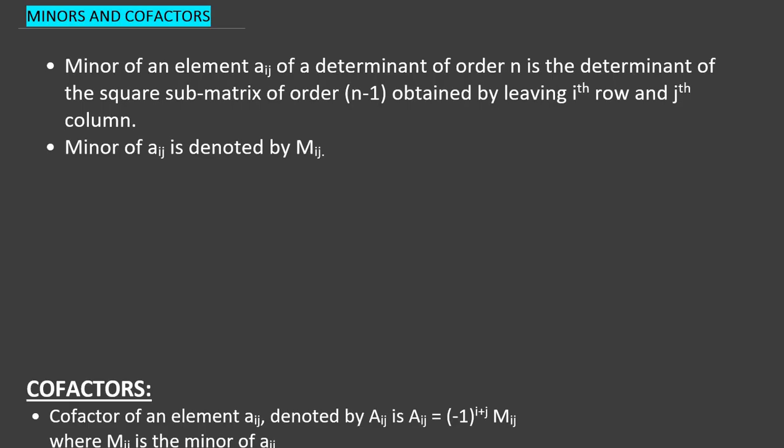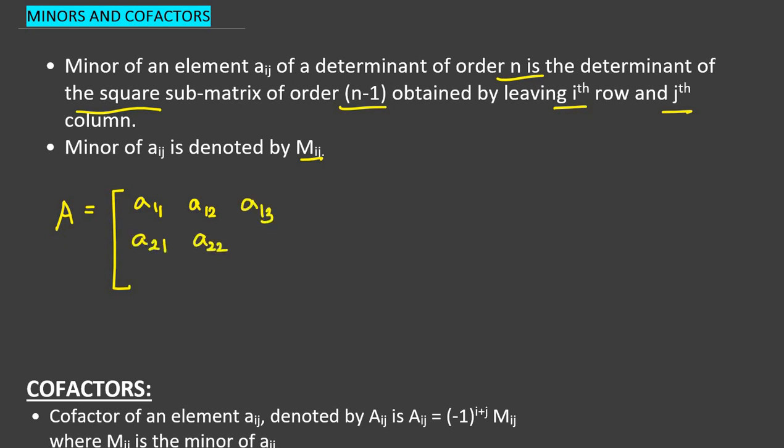What is a minor? A minor of an element Aij of a determinant of order n is the determinant of the square submatrix of order n minus 1 obtained by leaving out the ith row and the jth column. The minor of Aij is denoted by Mij. For example, we take a matrix A of order 3 by 3: A11, A12, A13, A21, A22 and A23, and A31, A32 and A33. I want the minor of the element.